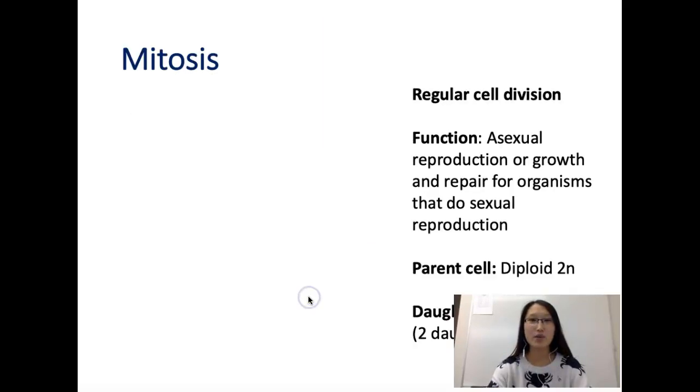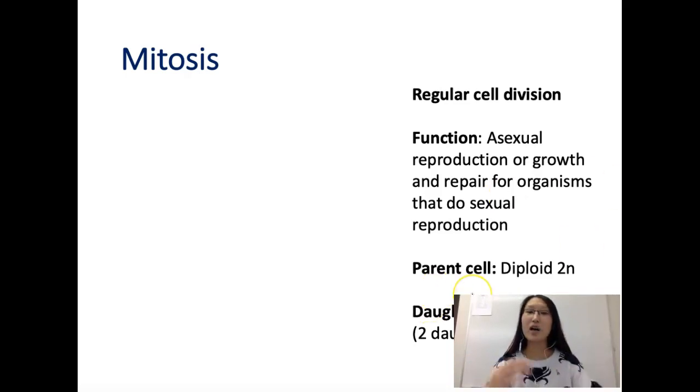So let's get started with mitosis, because part of meiosis is very, very similar to mitosis. If you can remember mitosis, it's about regular cell division. The function of it is for asexual reproduction or for growth and repair of the organism that do sexual reproduction. If you think about people, we also do mitosis in our body a whole lot, way more than meiosis actually, because we need mitosis to make more cells to allow us to grow and repair every single day.